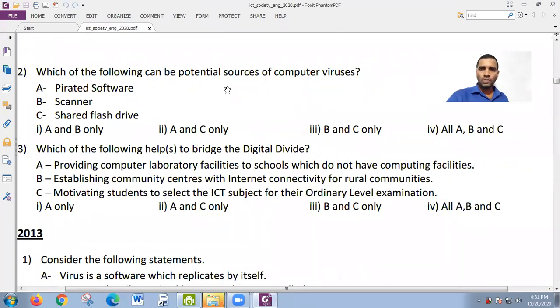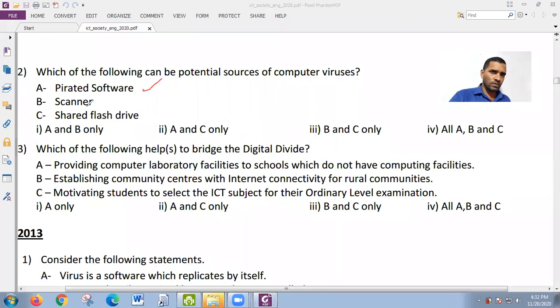Which of the following can be potential sources of computer virus? Right, potential sources, maybe hidden sources. So pirated software, is it a potential source? Yes, I told you to buy authorized software, right? Don't buy copied or pirated software because pirated software may have malware, right? So even though the question is virus, any malware is possible. So pirated software can be a potential source for virus. Okay, that is correct.